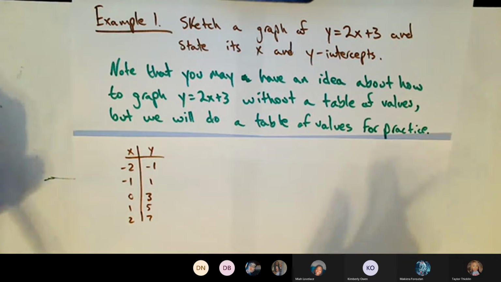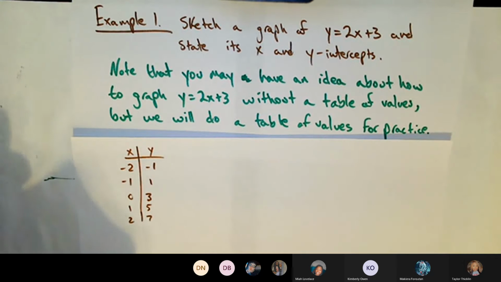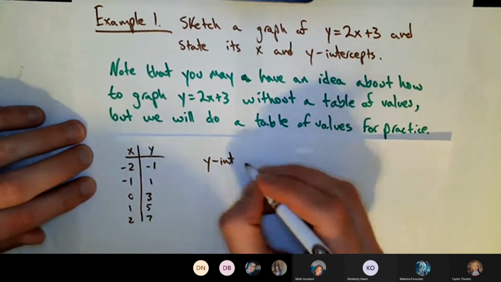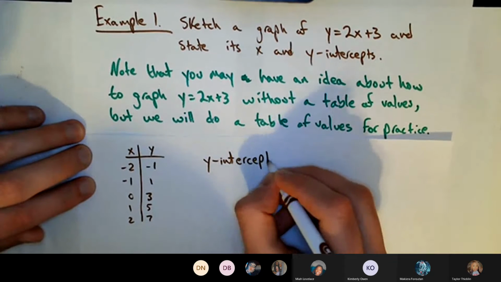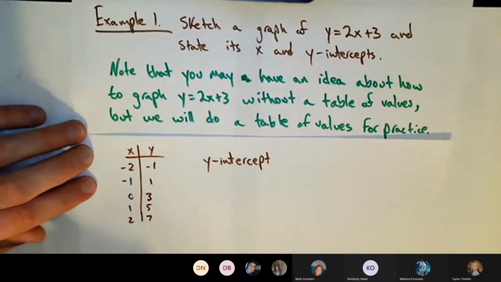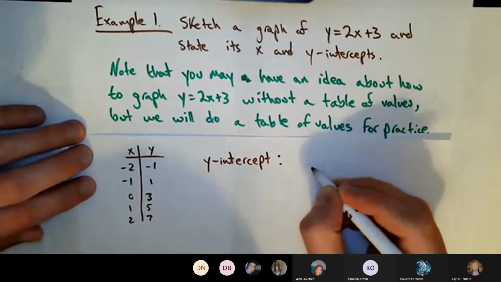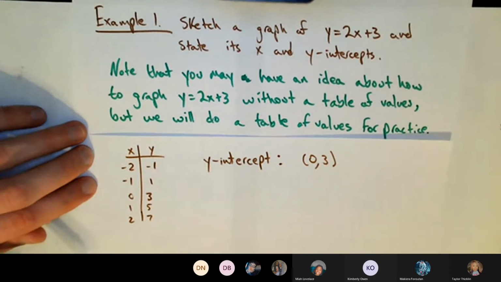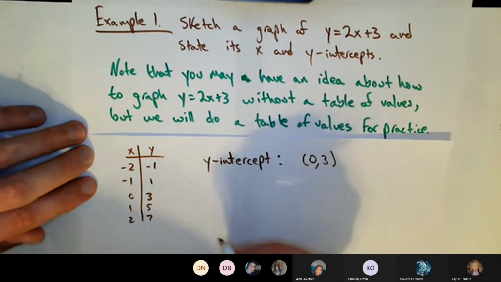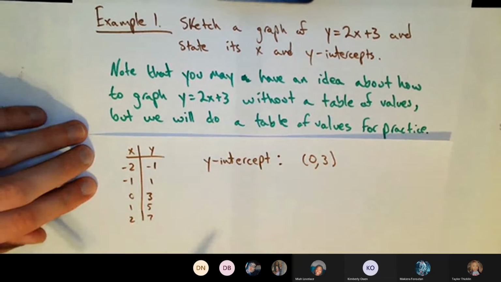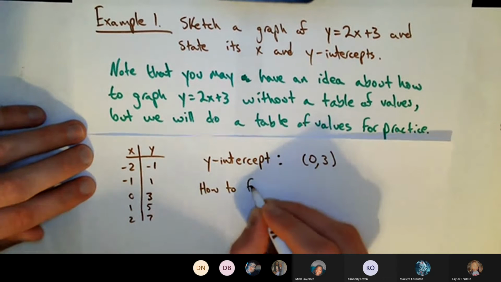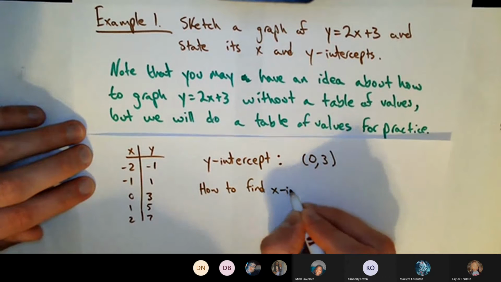All right, so we're getting those 5 coordinate points. We see the y-intercept. How do you find the y-intercept? You set x equal to 0 and you solve. So we already found that. The y-intercept is going to be that 0, 3, so it's the coordinate point (0, 3). What about the x-intercept? We didn't get that here. So how to find the x-intercept?